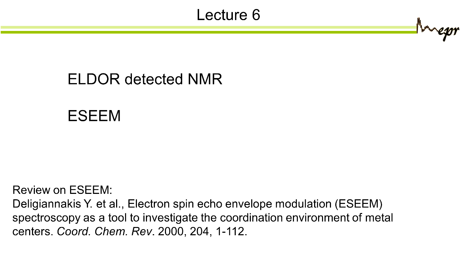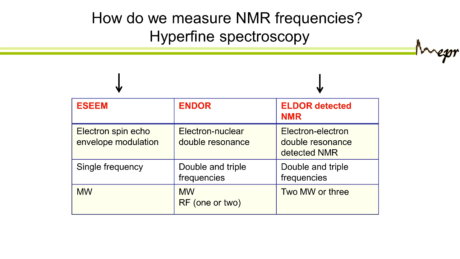So we are still within the methods to measure NMR spectra, or what we call hyperfine spectroscopy. And now what we did before was the ENDOR, and now we will do ELDOR-detected NMR and ESEEM spectroscopy. So these are different methods. So we've seen this before.